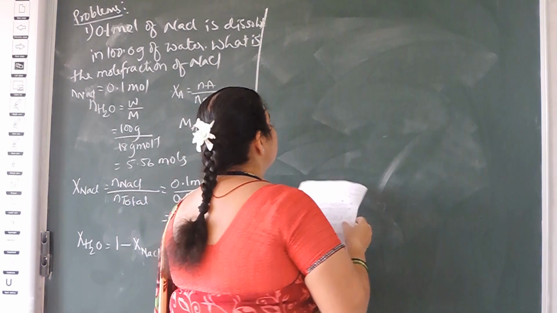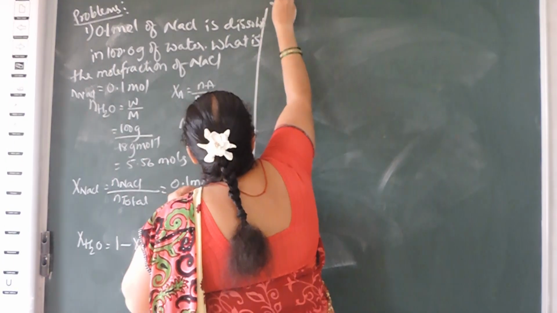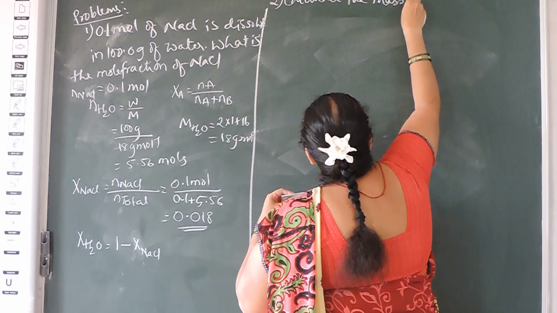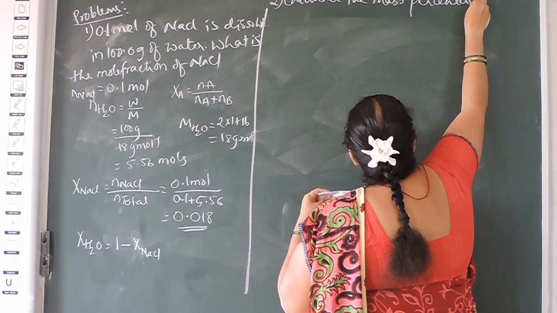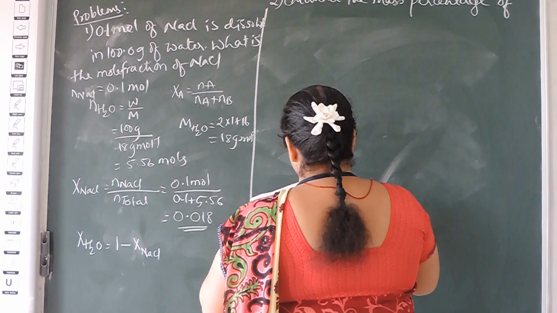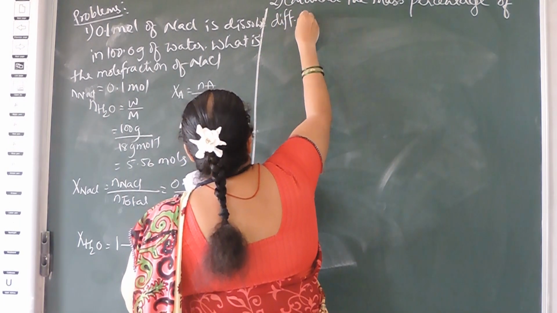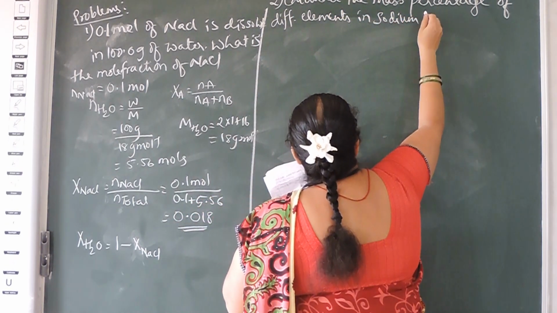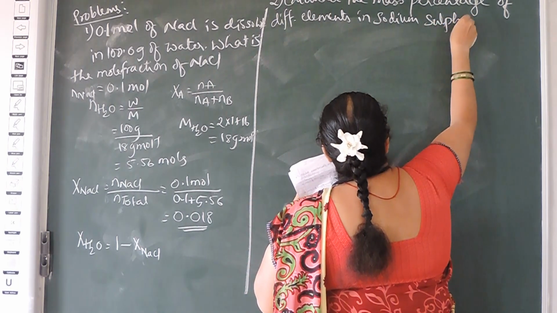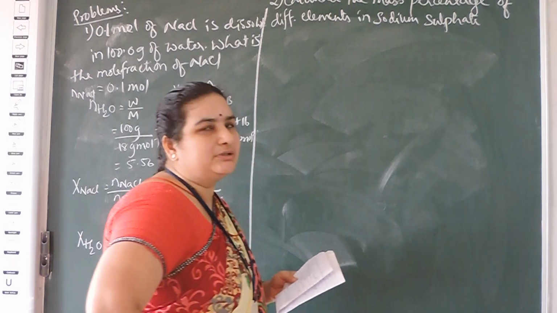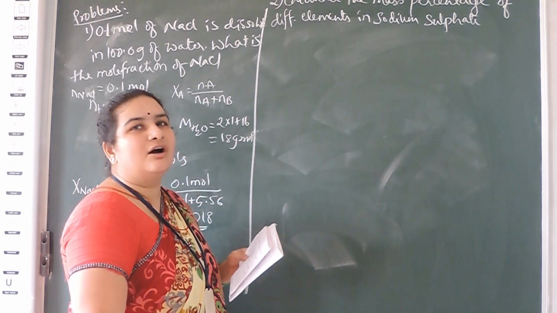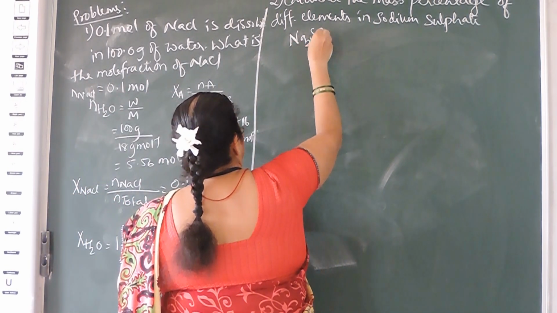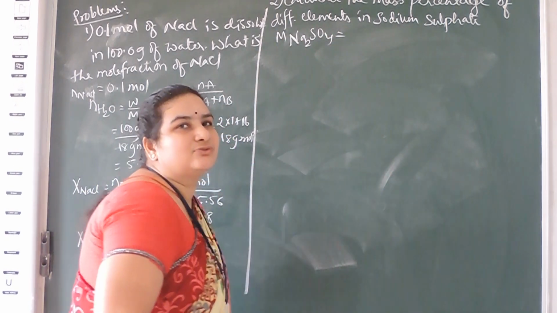Next question, second question: calculate the mass percentage of all the different elements in sodium sulfate. Here you are not given the formula of the compound, so you have to remember the formula of the compound. What is the formula of sodium sulfate? It is Na2SO4. First, calculate the molar mass of sodium sulfate.